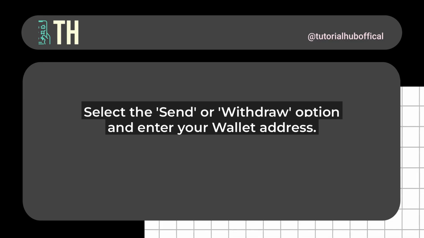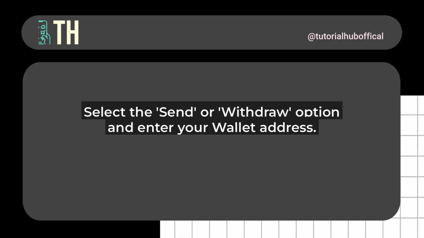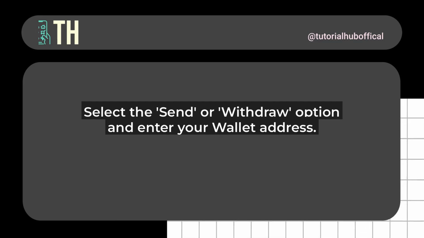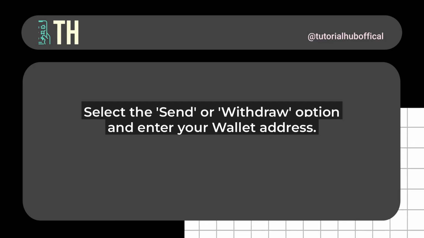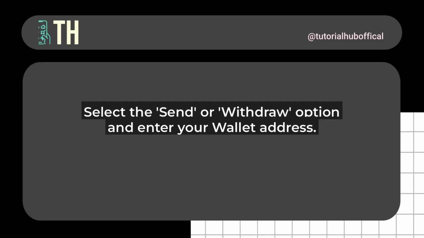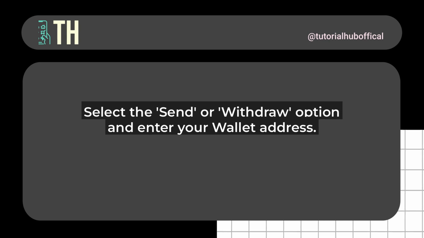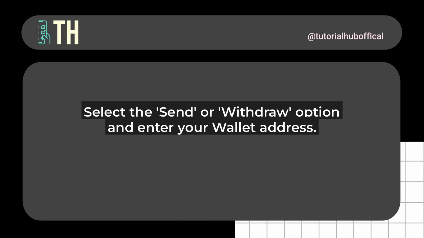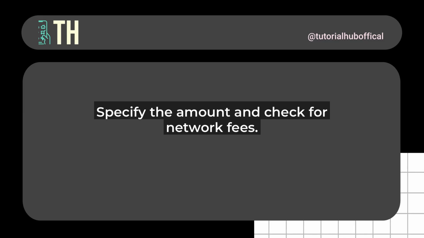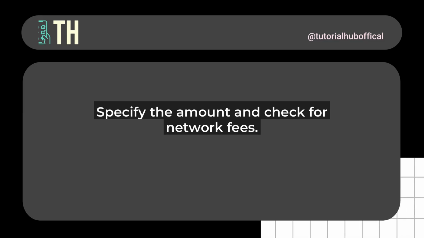Next, look for the Send or Withdraw button. Depending on the interface, it might be right there on the asset page. When you click it, you'll be prompted to enter the recipient's address. That's your Coinbase wallet address, so open your Coinbase wallet app, copy the address, and paste it into the field. Double-check this step because accuracy is key to avoiding any mix-ups.